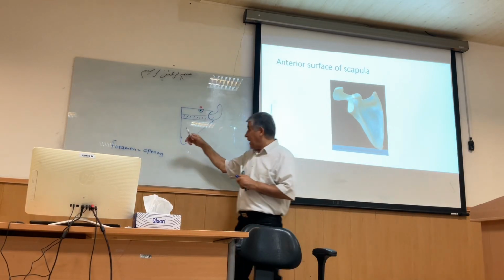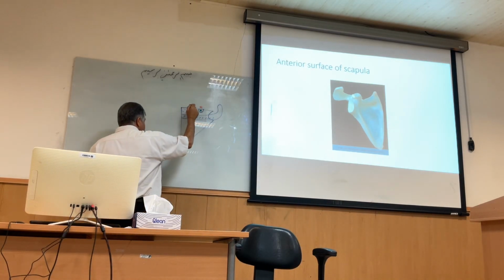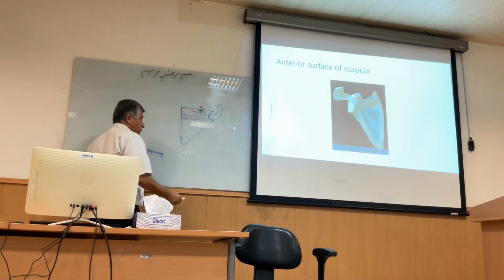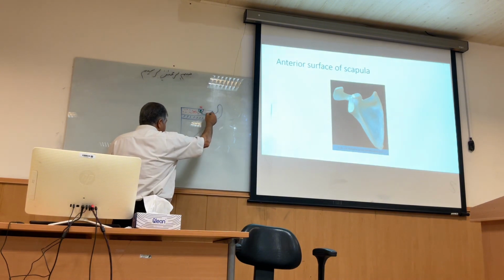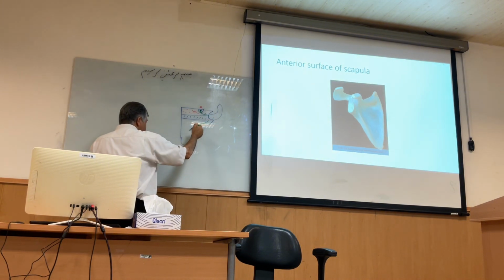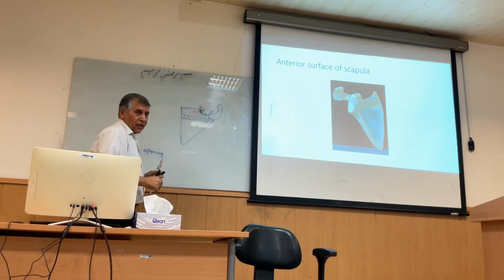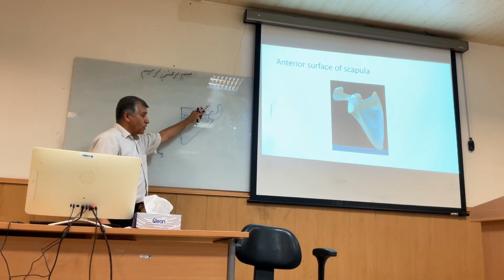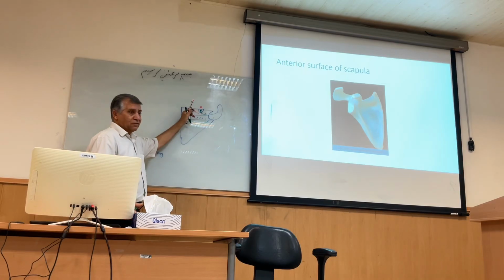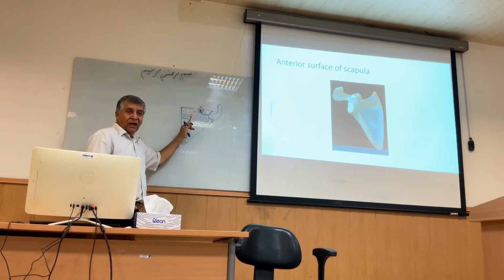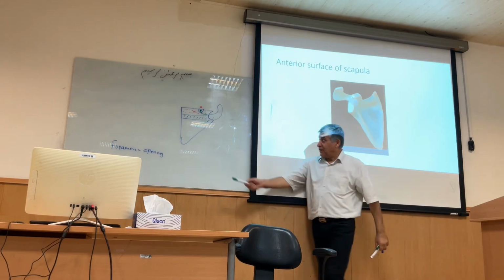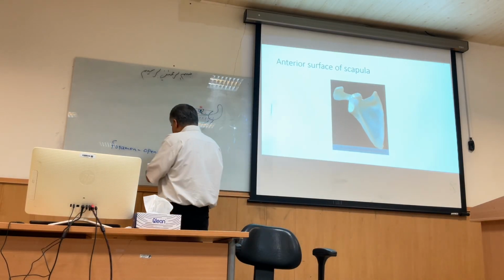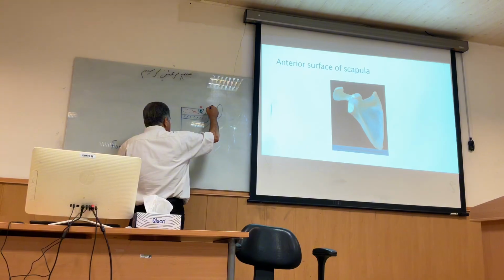This nerve innervates this muscle. What is this muscle? Supraspinatus. This nerve goes through this notch and enters this area. Which muscle is here? Infraspinatus. So the suprascapular nerve innervates the supraspinatus and infraspinatus muscles. Okay? Lateral to the notch, you can see this process.